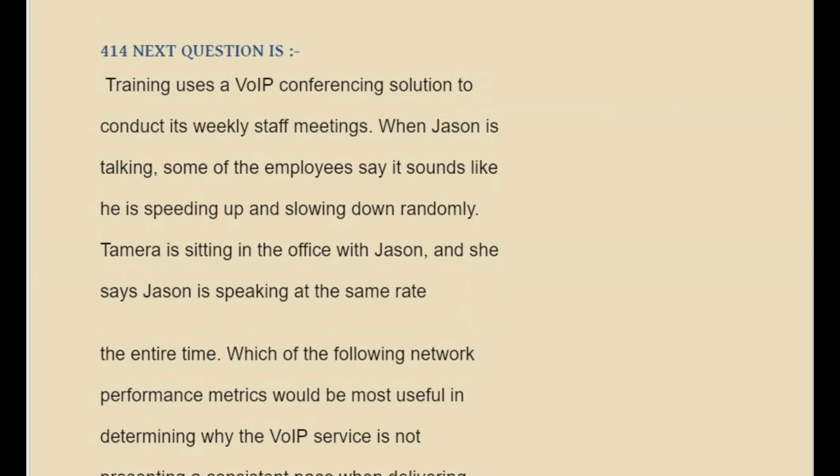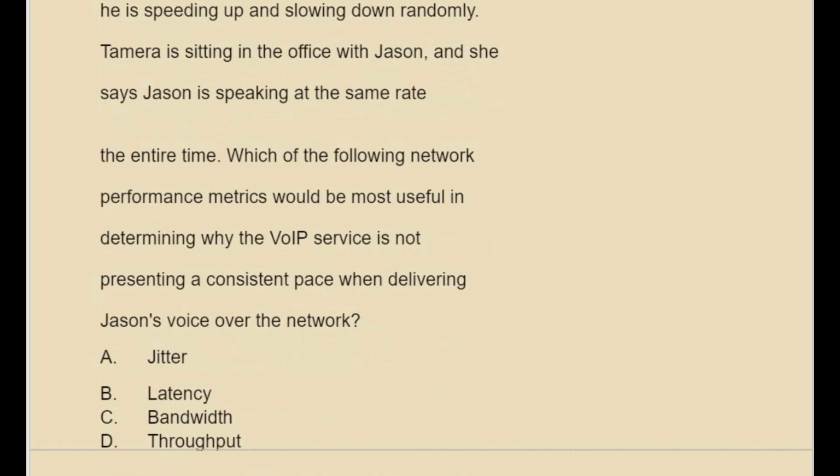Question is, training uses a VoIP conferencing solution to conduct its weekly staff meetings. When Jason is talking, some of the employees say it sounds like he is speeding up and slowing down randomly. Tamara is sitting in the office with Jason and she says Jason is speaking at the same rate the entire time. Which of the following network performance metrics would be the most useful in determining why the VoIP service is not presenting a consistent pace when delivering Jason's voice over the network?